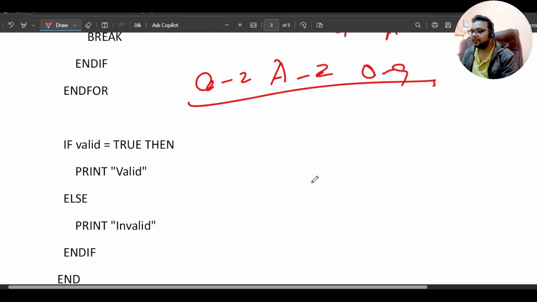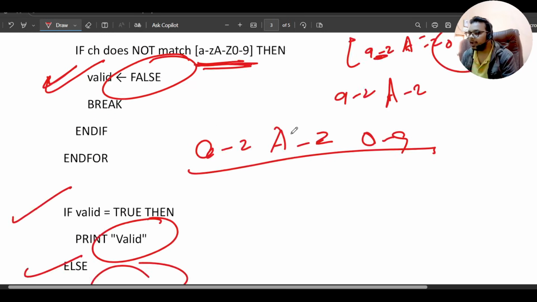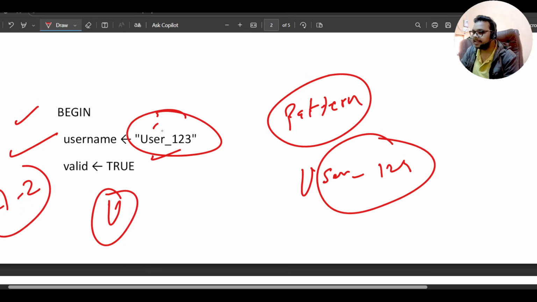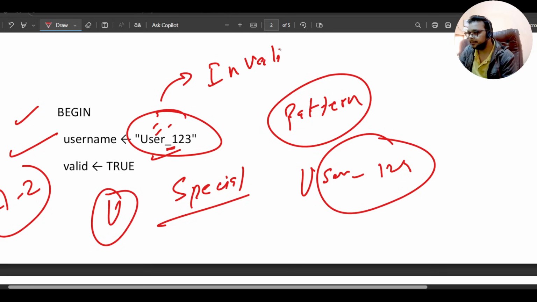And if it is true, we need to print valid, else we need to print invalid. Okay, so if you see here, the text username is user_123. So U is fine because it is falling between capital A to Z. S is fine because it is falling in small a to z, R is fine, but the underscore is a special character which is not falling in the basic pattern. Okay, then this will print as invalid.